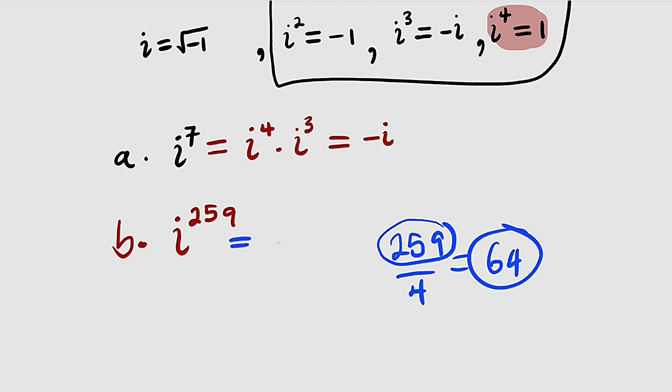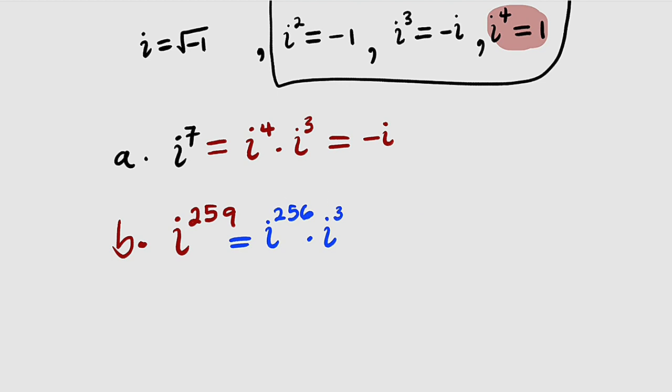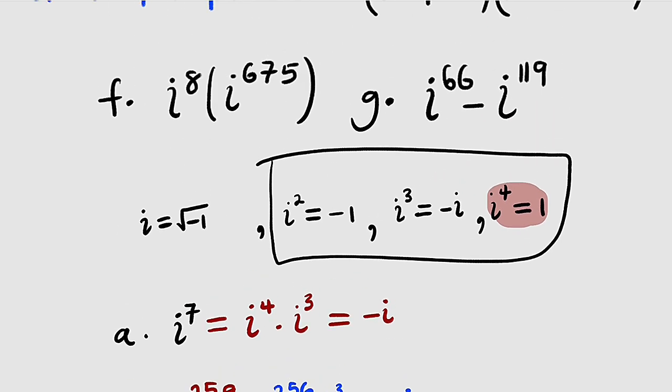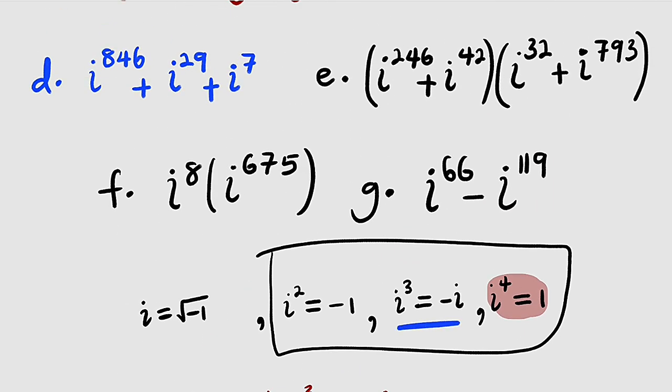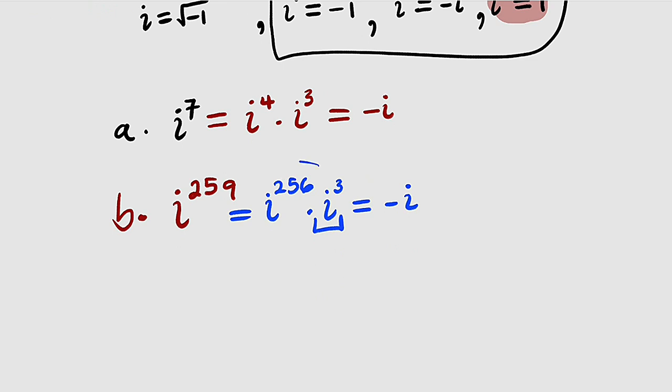So we can write this as what? I to the 256. Then you multiply by i to the third power. Because if you add these two together, you're going to get 259. And this can now be simplified to -i, because we have seen that i to the third power is -i from here. And this one, since it is a multiple of 4, it will give us 1. So 1 times -i is still -i.